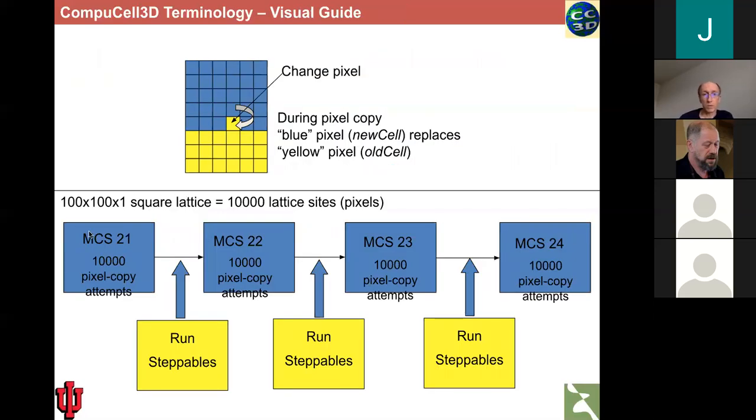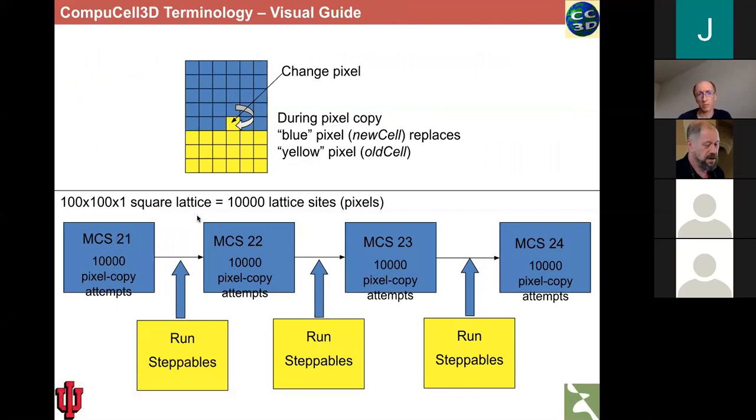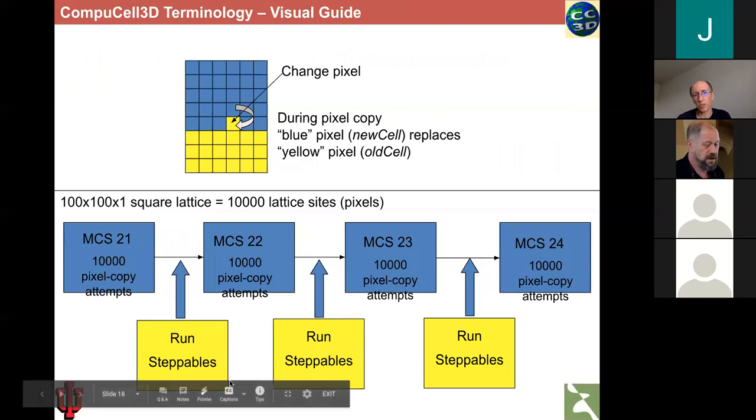So this is pictorially what happens, how the simulation looks. We do a Monte Carlo step. Let's assume that we have a 100 by 100 lattice, so 10,000 pixel copy attempts. And after each Monte Carlo step, we run steppables. All right, so I hope this is clear so far.